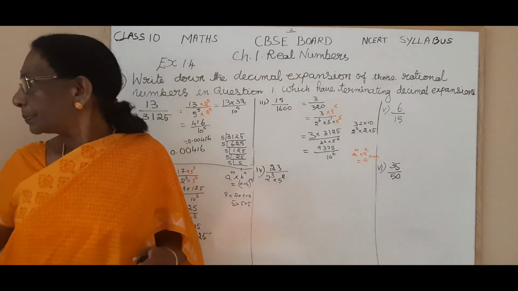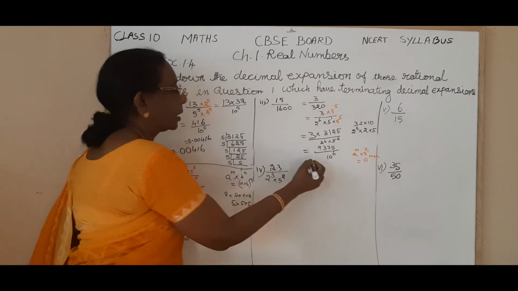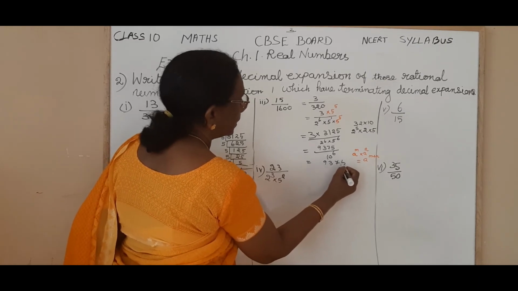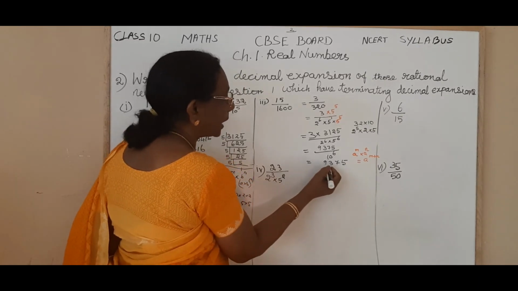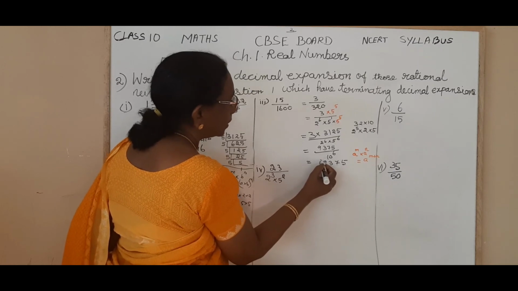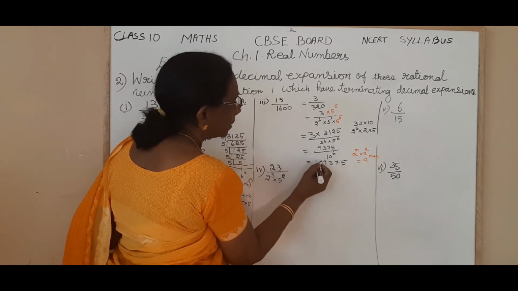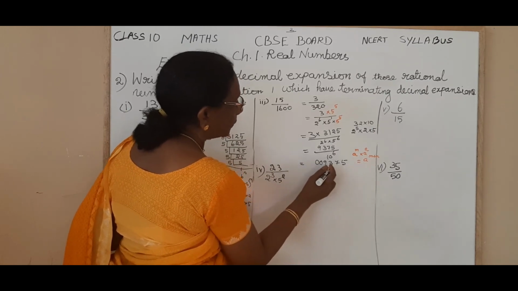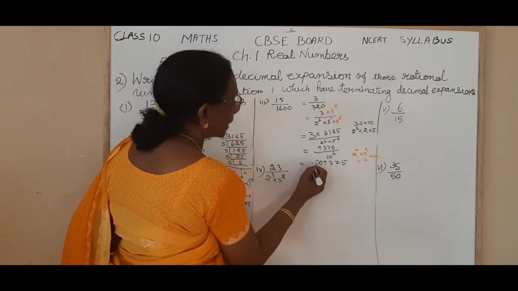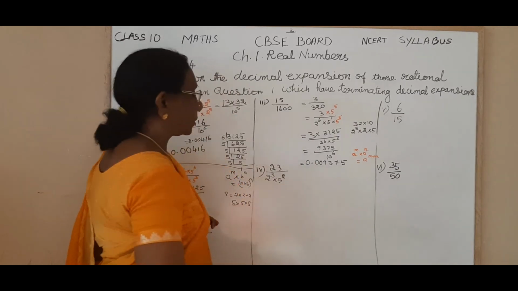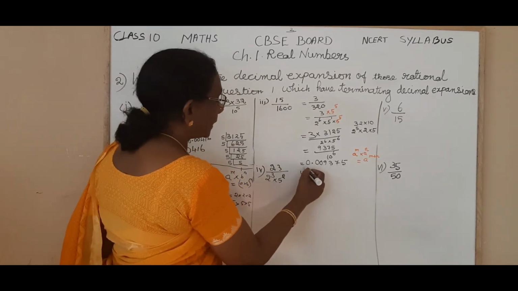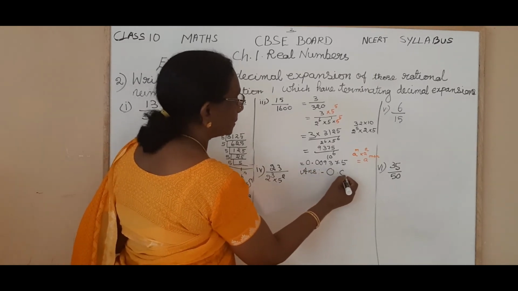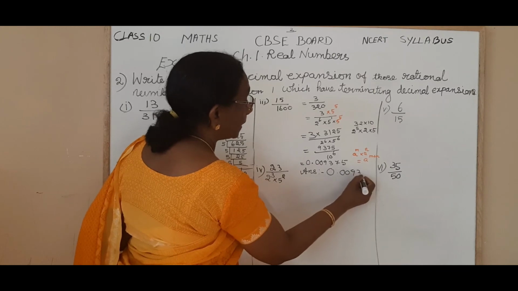You have to add how many? Write the number. You have to add how many zeros to the left side? 0. 1, 2, 3, 4, 5, 6. So now you mark the point and 0. Okay. So what is the answer? Answer is 0.009375.